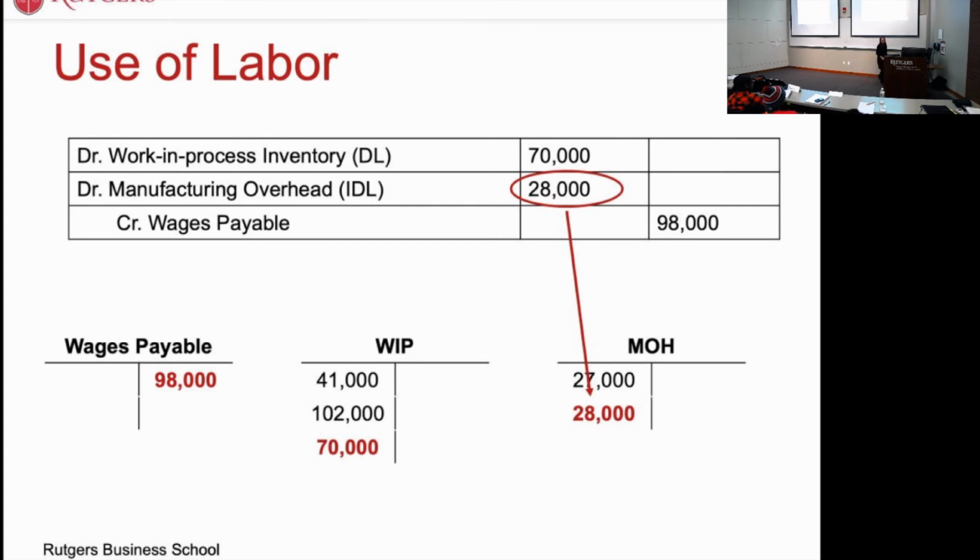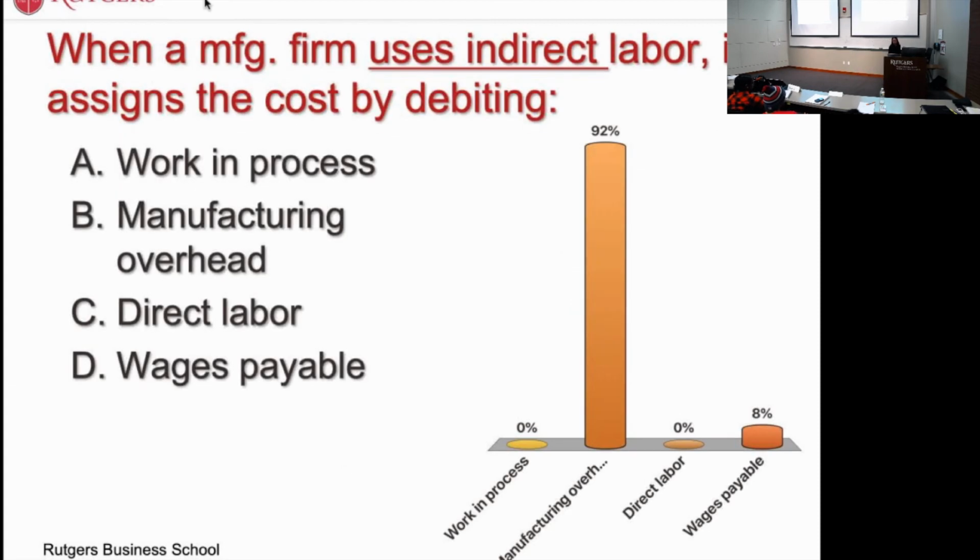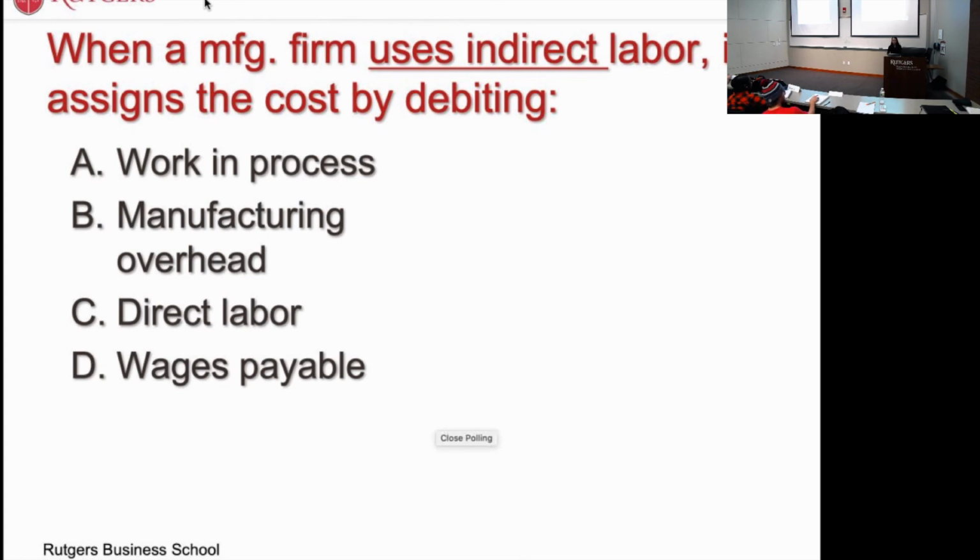So now, this clicker question. If they use the indirect labor, which account should you debit?